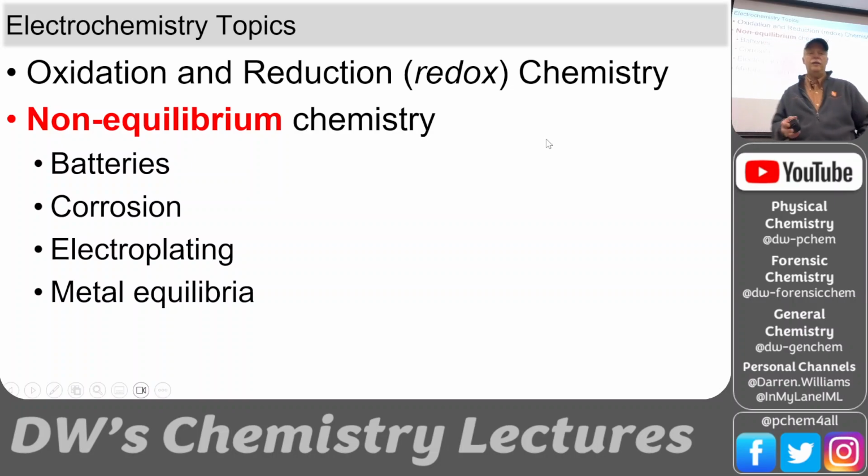And then we're going to talk about the non-equilibrium chemistry. We use these redox reactions to make batteries. We also have these redox reactions happening in corrosion, and we try to stop that to protect the materials. There's like one slide on electroplating. It's pretty straightforward. And then metal equilibria.